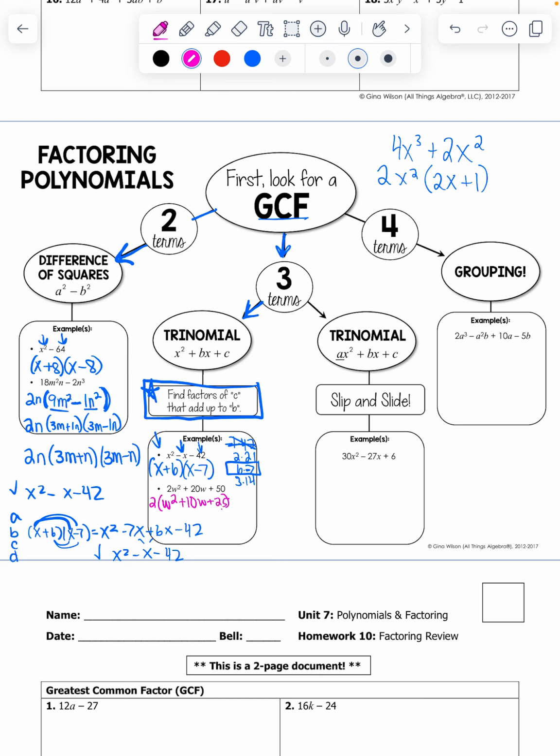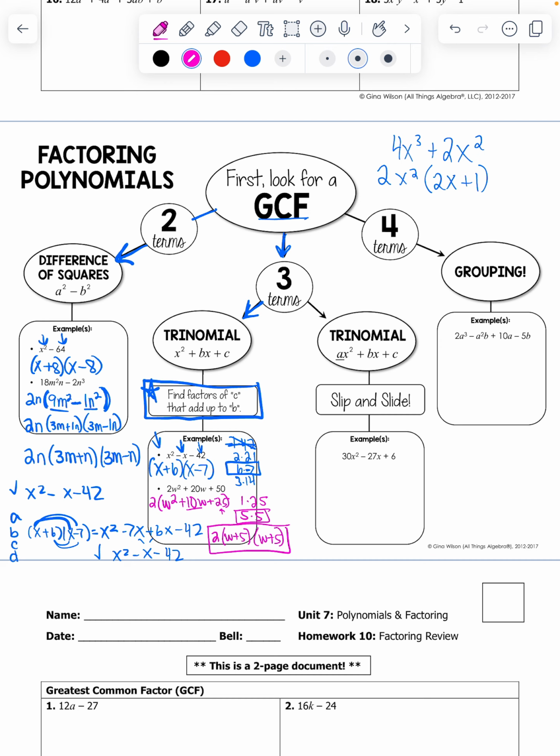Now we look at this number. What multiplies to be 25? 1 times 25 and 5 times 5. That then also adds to be 10. It would be 5 and 5. So we can factor the w squared plus 10w plus 25 further. We still keep the 2 up front, but now we have 2 separate sets of parentheses: w plus 5 times another w plus 5, and that would be our final answer.